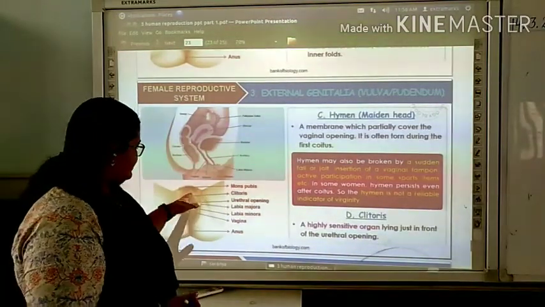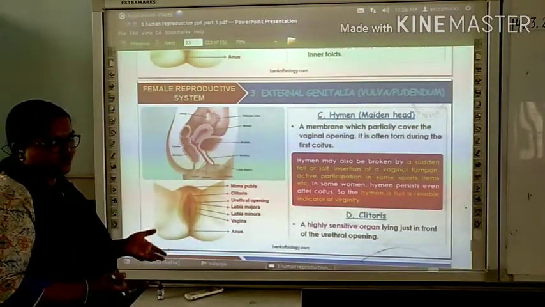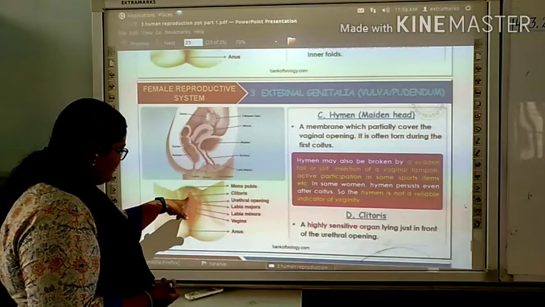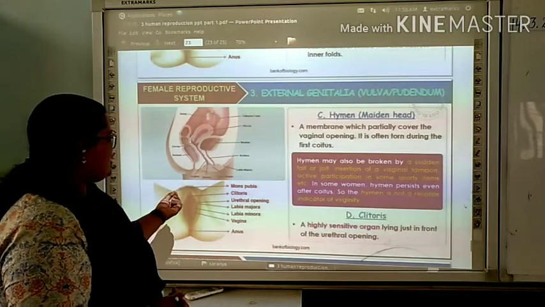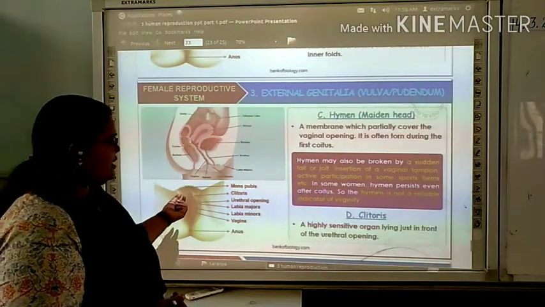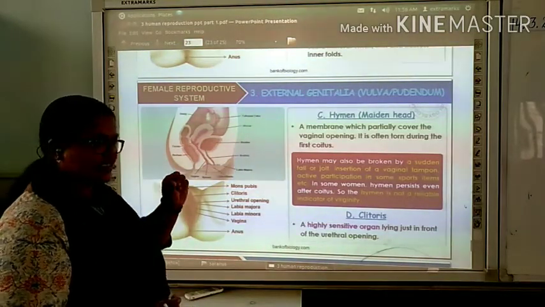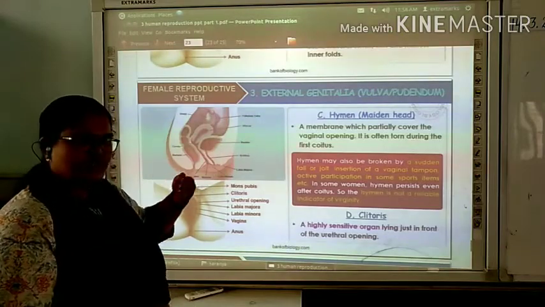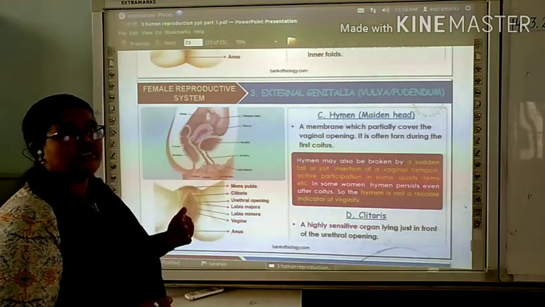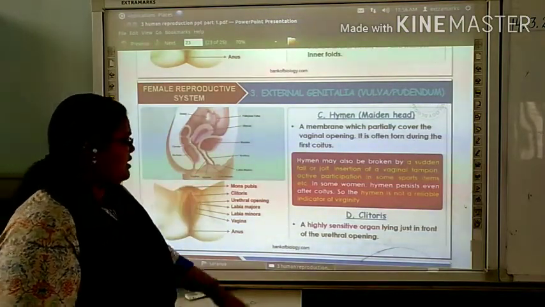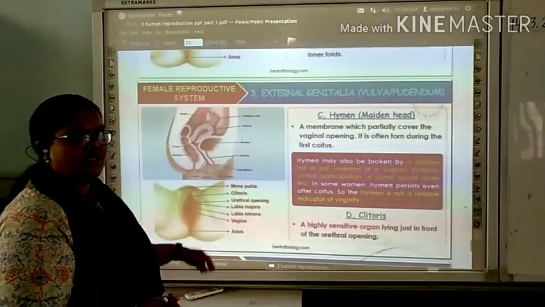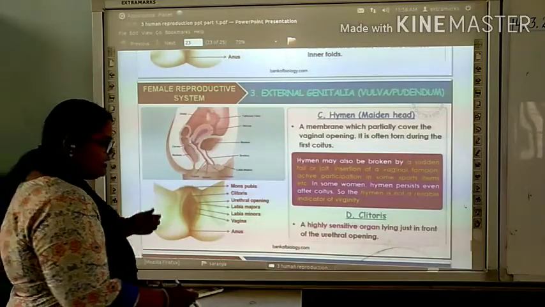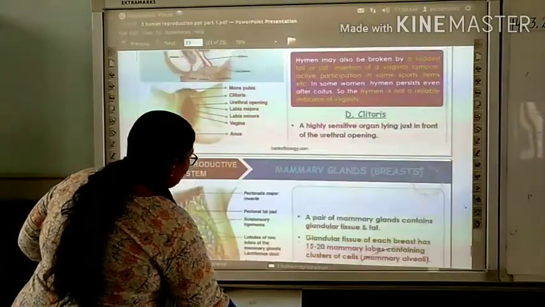Now the last part we can say is the clitoris, which you can see is a flap-like structure present at the junction of the labia majora and minora. It is highly sensitive, which is called the clitoris. Right, a highly sensitive organ lying just in front of the urethral opening, at the junction of the labia majora, right?